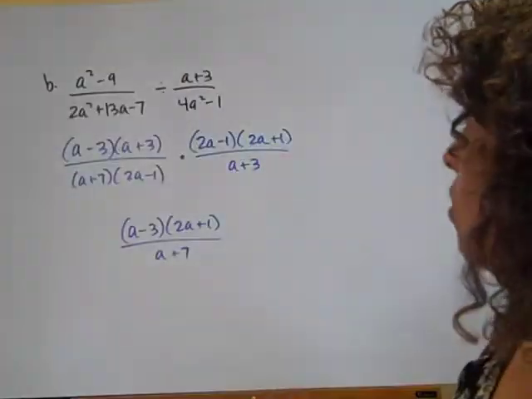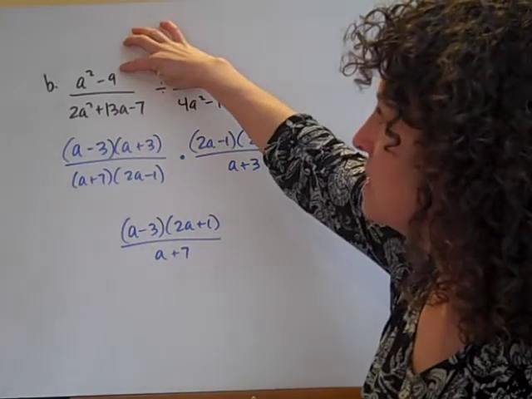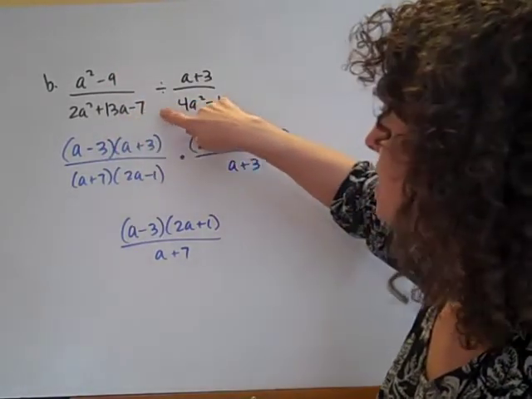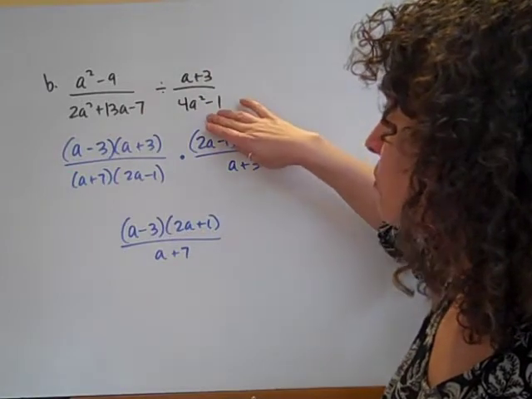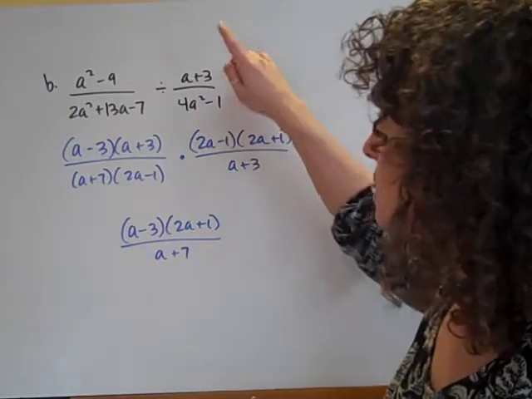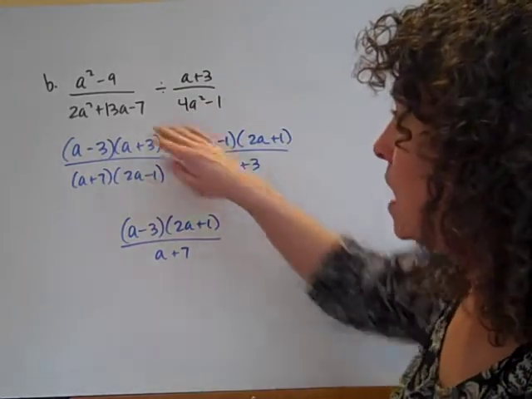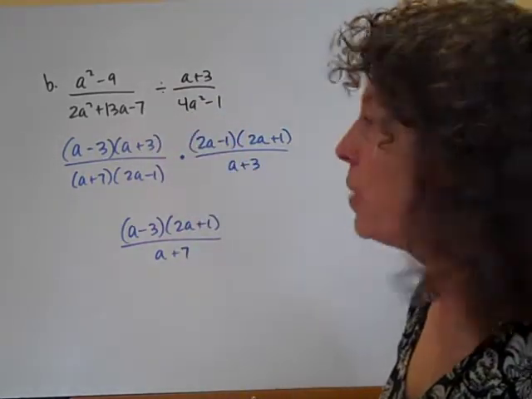And one more. I have (a squared minus 9) over (2a squared plus 13a minus 7) divided by (a plus 3) over (4a squared minus 1). So again, I want to change this to multiplying by the reciprocal. I want to factor each of these polynomials.